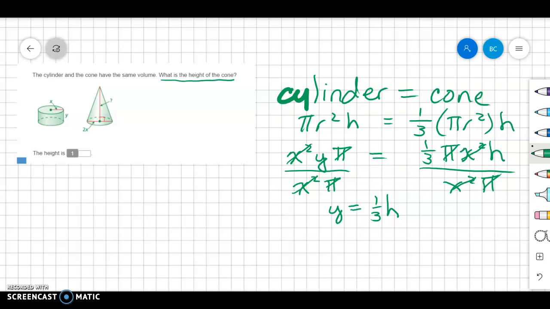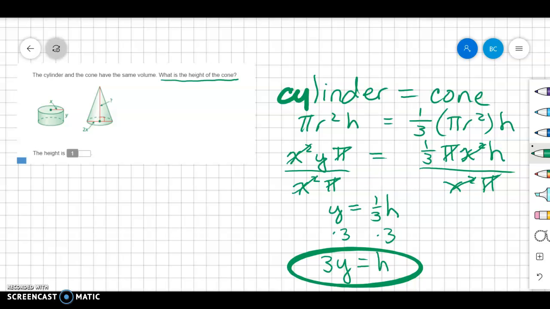So I have an answer, but I want to double check, do I have the right answer? It's asking me what is the height of the cone. So it's actually h that I want. So I'm going to multiply both sides by 3 to isolate that h. So the height of my cone is 3 times y. So that is my final answer on that problem.